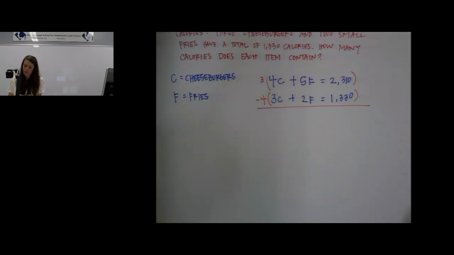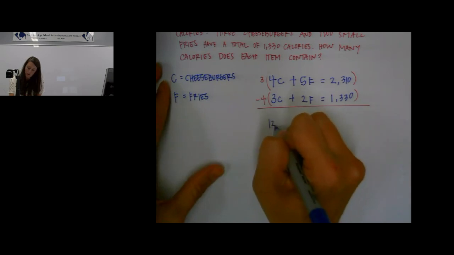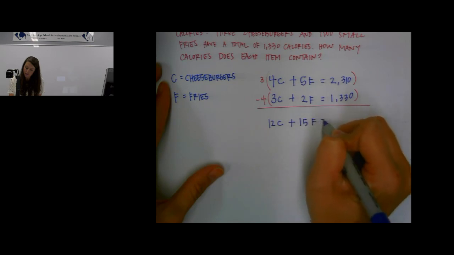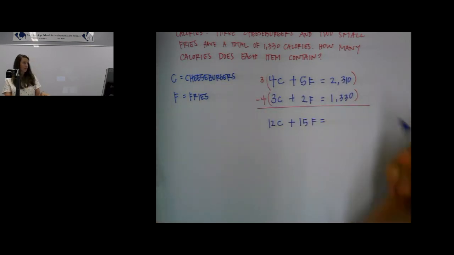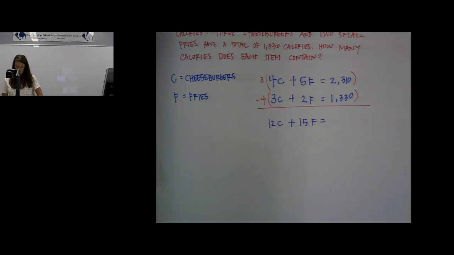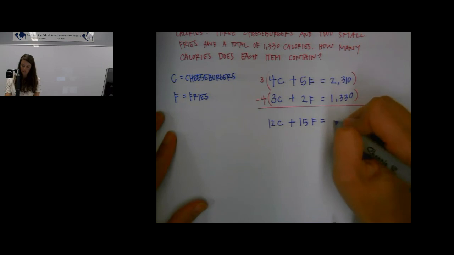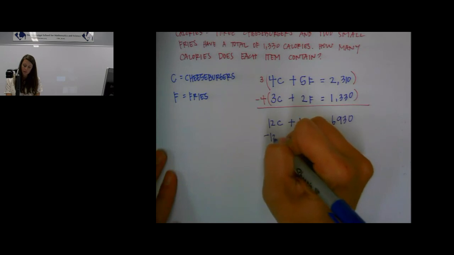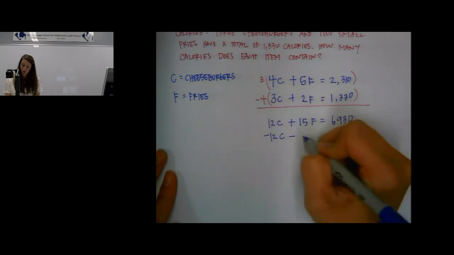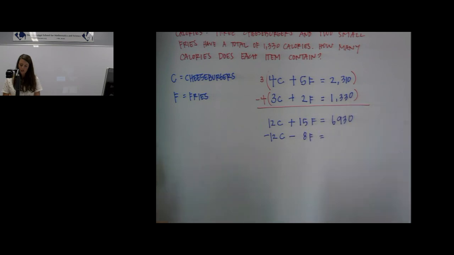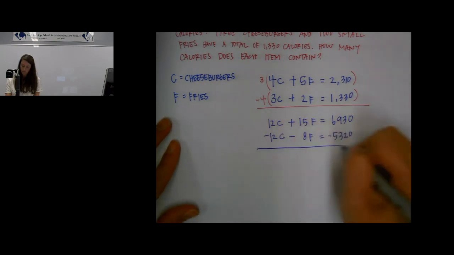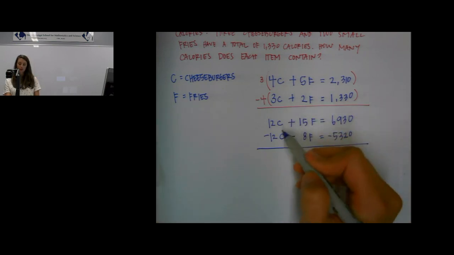So 3 times 4 is going to give me 12C. 3 times 5 is going to give me 15F. And 3 times 2,310 is going to be 6,930. Multiply here, so negative 12C. Negative 4 times 2 is negative 8F. And negative 4 times 1,330 is negative 5,320. So now when I add, my C's are going to go away.